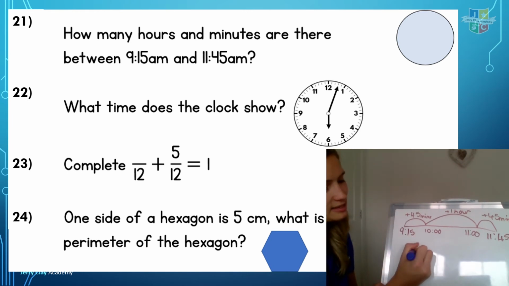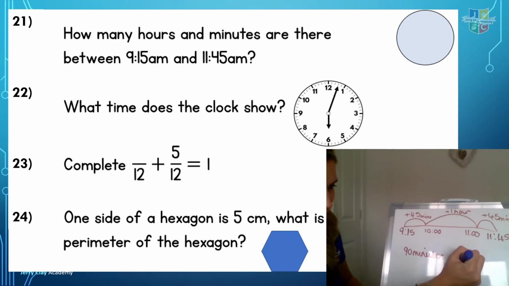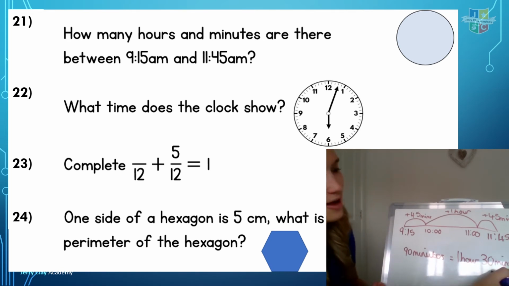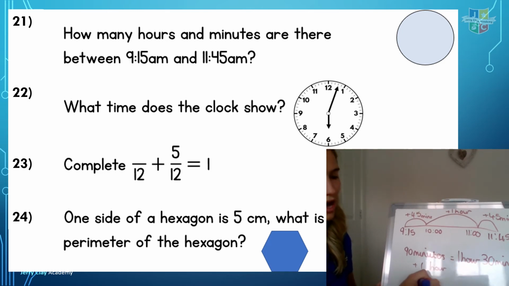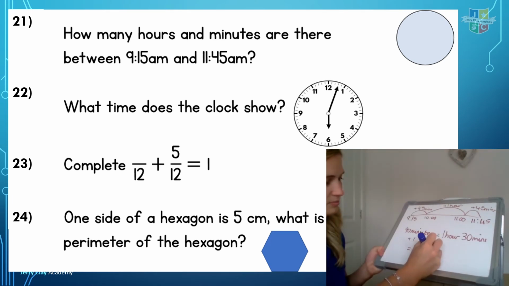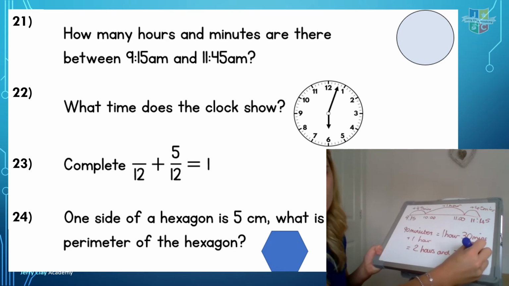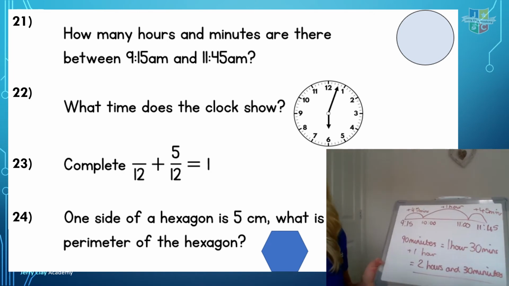But 90 minutes, if we put that into hours, remember there are 60 minutes in an hour, so I've got one lot of 60. How many remaining? Well, I've got 60 up to 90 is 30 minutes. So now, if I then add my extra hour that you have here at the top, you should have had 2 hours and 30 minutes. So 2 hours and 30 minutes was your answer.